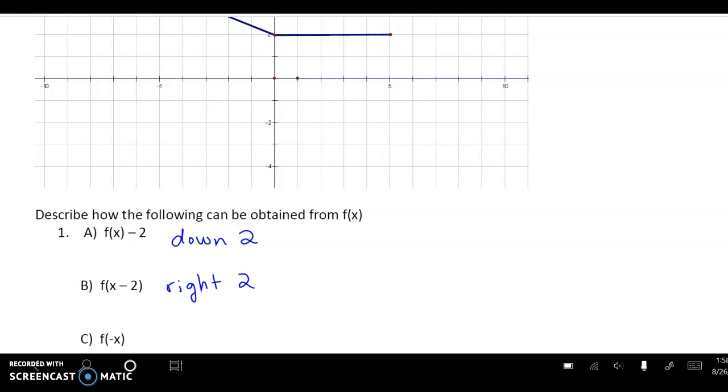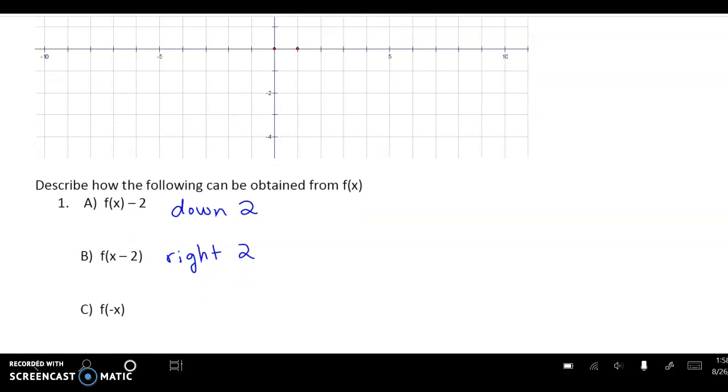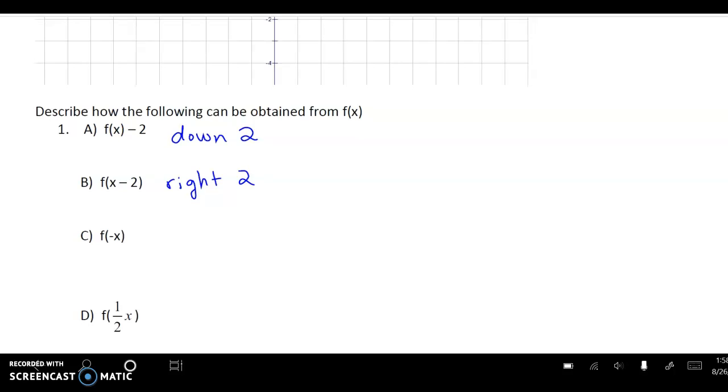F of negative x, again, you're affecting the x value. There's a negative. It's the opposite of x. So think about on a graph. If you were taking a value of x and then you did the opposite, you'd actually be folding it over the y-axis. So it's a reflection over the y-axis.